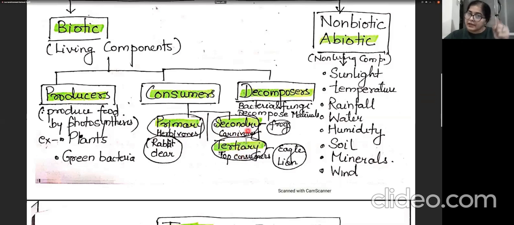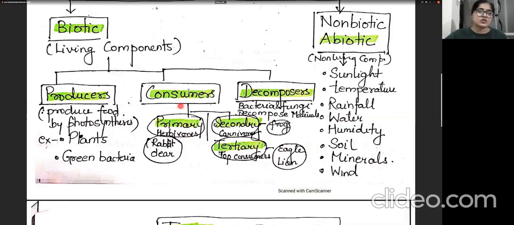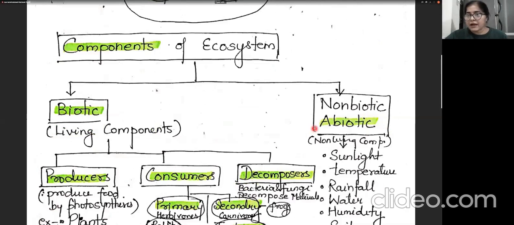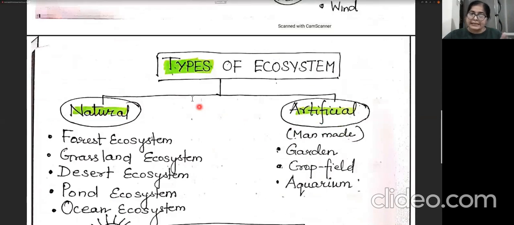Omnivores can belong to any of the categories, secondary as well as tertiary. Tertiary consumers are generally top carnivores, top consumers present on top positions in the food chains, like eagle and lion. So this is the classification of biotic components. Now, abiotic components are all non-living environmental factors, including sunlight, temperature, rainfall, water, humidity, soil, minerals. All the environmental factors come under this category.